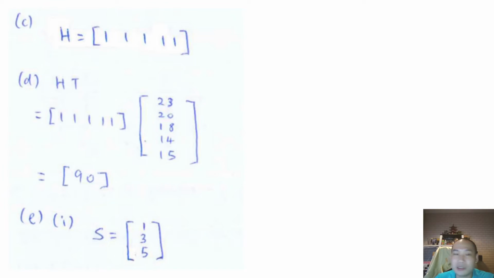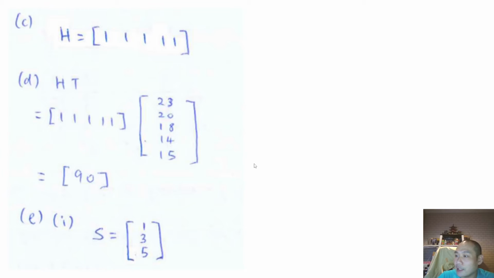However, because the medal tally is a column vector like this, the H should be a row vector so that the multiplication makes sense, right? So down here we have a 1 by 5 times 5 by 1. We'll get a 1 by 1, which will be the total number of medals throughout. So you do that, okay? So HT gives us 90, which is actually the total medals given out for the entire sports day, right?